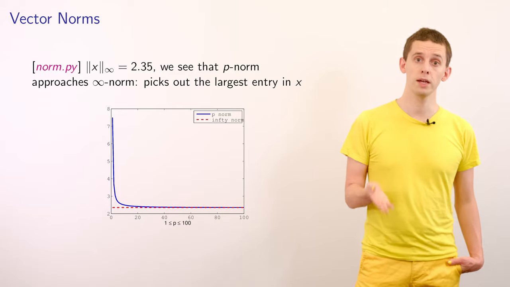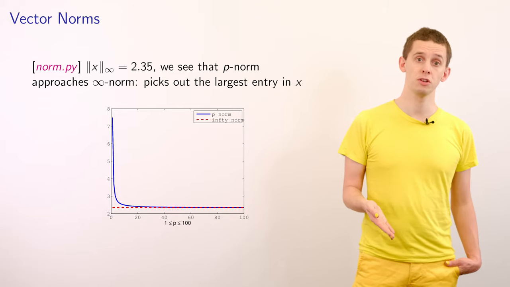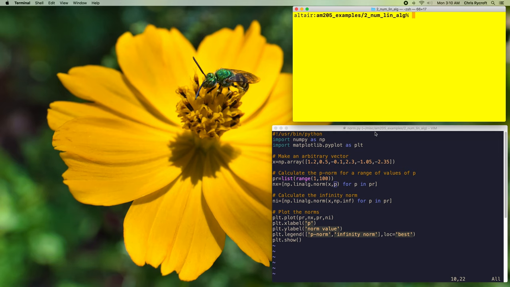And in particular, we'll look at the p norm as p gets large, and we'll see that this approaches the infinity norm value. Let's now take a look at the norm.py example that tests Python's functions for calculating different types of norms. In this program, we'll first create an arbitrary vector x with a number of different components, and the one with largest magnitude is this -2.35 term here. We'll then create a list of p norms that we want to calculate from 1 to 100, and we'll calculate the corresponding p norms using the numpy.linalg.norm command with the optional argument of p to calculate the p norm. We'll separately calculate the infinity norm by passing in the value of infinity into that extra argument.